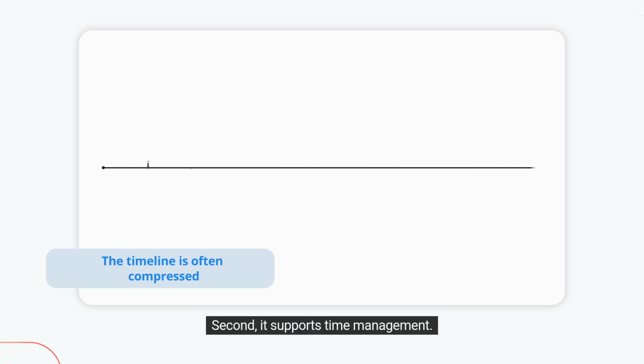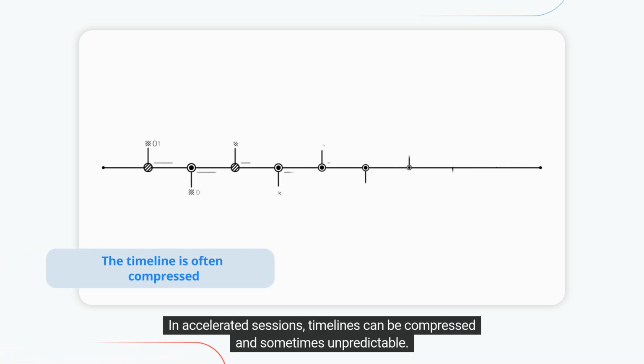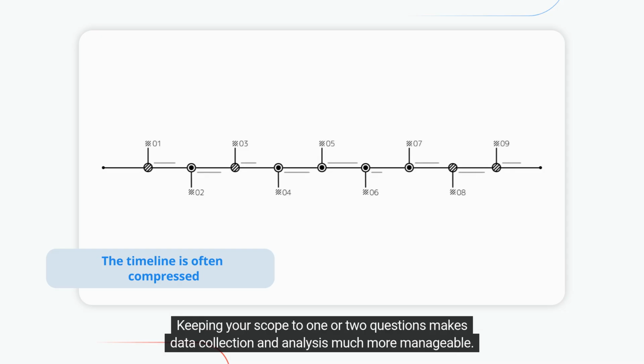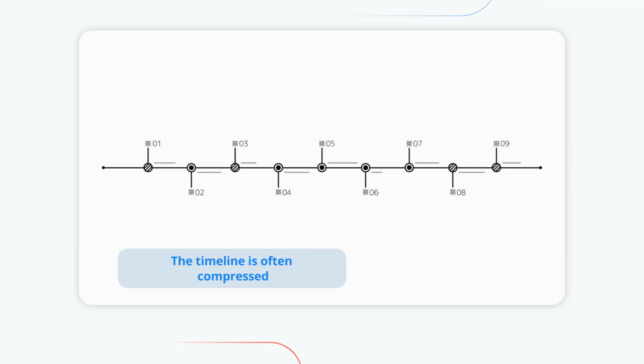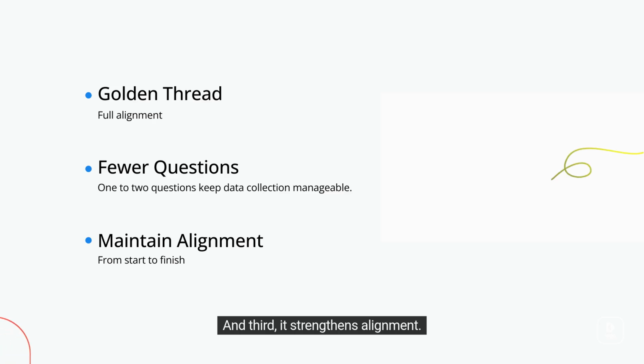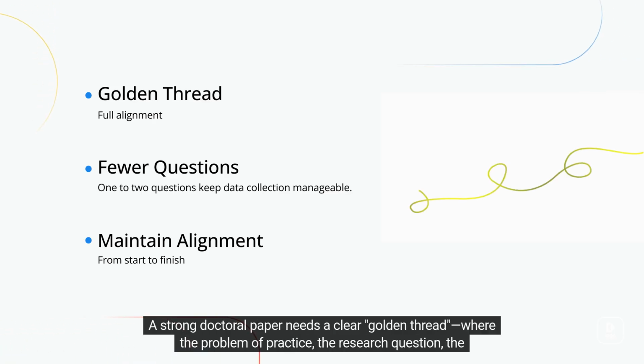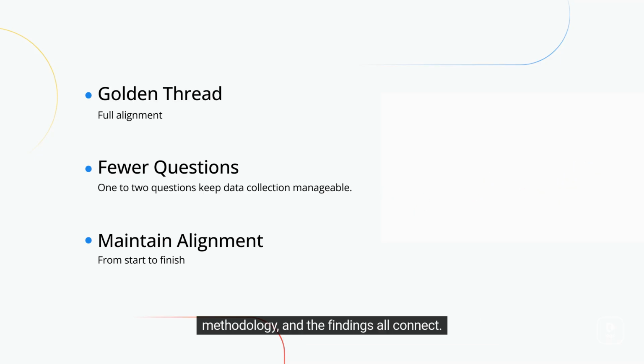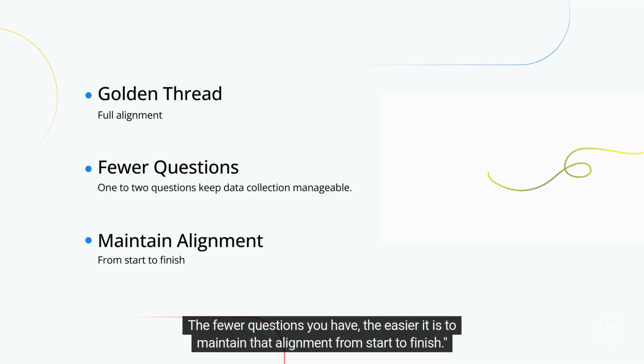Second, it supports time management. In accelerated sessions, timelines can be compressed and sometimes unpredictable. Keeping your scope to 1 or 2 questions makes data collection and analysis much more manageable. And third, it strengthens alignment. A strong doctoral paper needs a clear golden thread, where the problem of practice, the research question, the methodology, and the findings all connect. The fewer questions you have, the easier it is to maintain that alignment from start to finish.